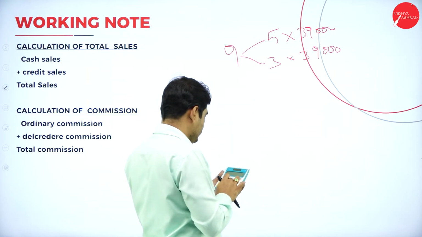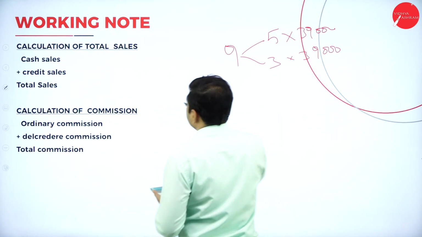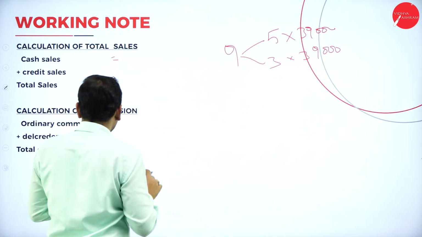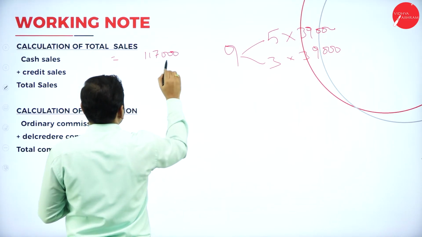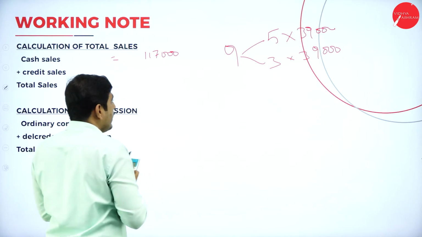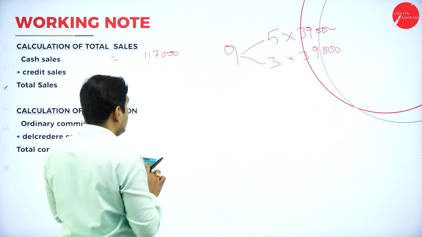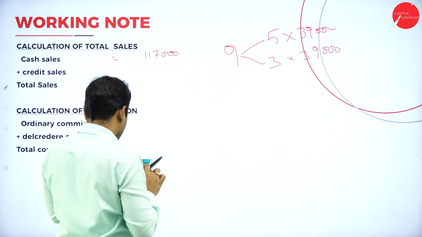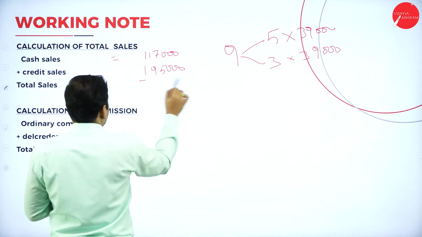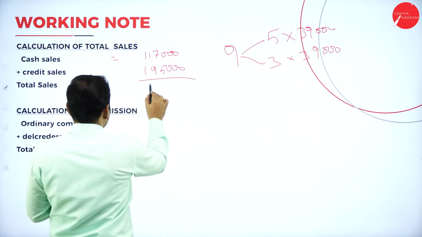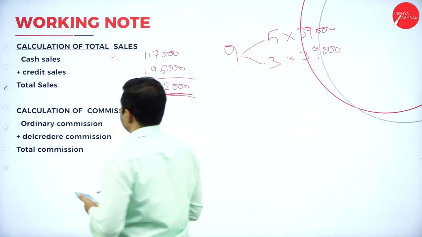3 into 39,000 equals cash sales of 1,17,000. Again, credit sales: 39,000 into 5 is 1,95,000. Total sales equals 3,12,000. So this is the total sales.